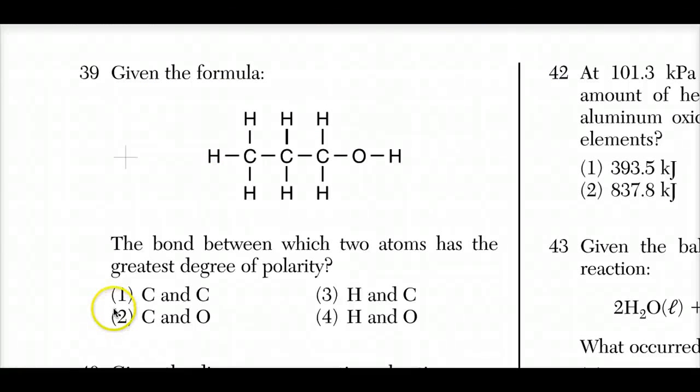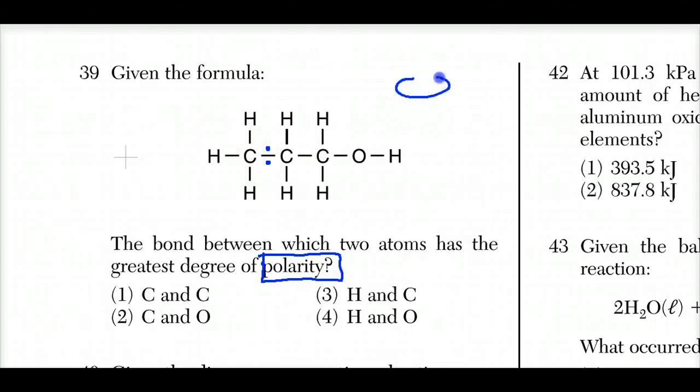Okay, number 39. Given this formula, the bond between which two atoms has the greatest degree of polarity? Polarity means that we have the greatest difference in electronegativity, which means we're sharing electrons the most unevenly. Between carbon and carbon, they are the same atoms, so this dash really represents an electron pair. They're sharing electrons evenly. Therefore, either side of the bond doesn't have more or less electrons.